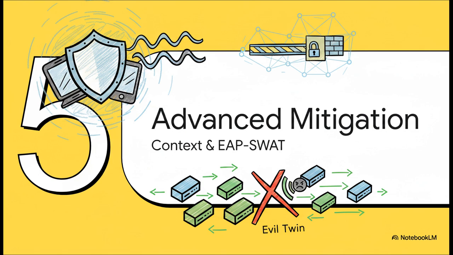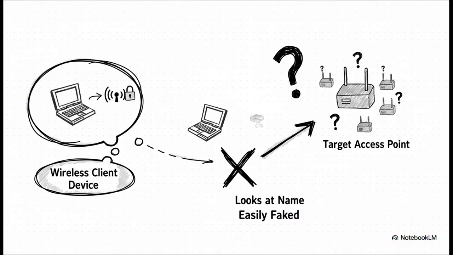Finally, Section 5, Advanced Mitigation Techniques. We're going to look at context leashing and EAP-SWAT. Let's push this to the absolute cutting edge of defense. What if the network itself isn't protecting you? How can your own laptop or your phone defend itself against an evil twin?